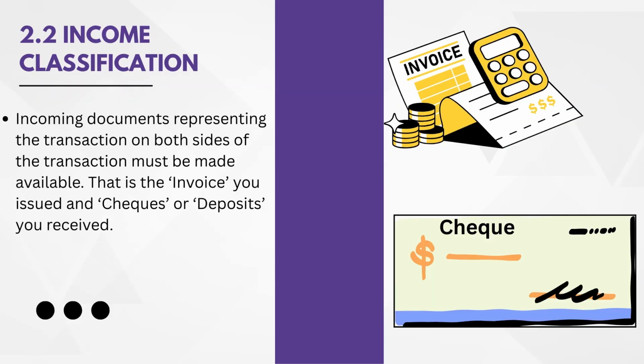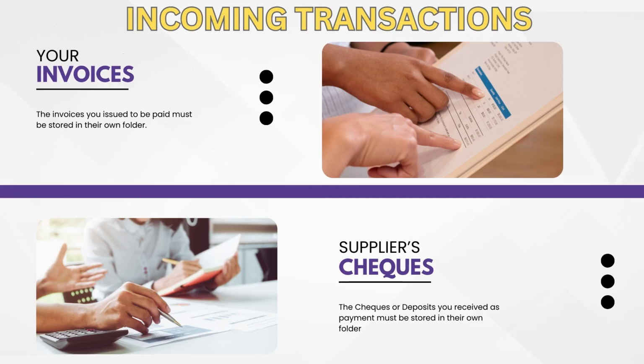First up, classifying income. When you receive an income from a transaction, we know that you had to issue an invoice to receive a check or deposit as payment. Hence, for incoming transactions, we must keep the records of both sides of the transaction. That is A, the invoice you issued, and B, the check you received as payment. Therefore, we must have two folders representing the incoming transactions. One folder for the invoices issued during the month. Another folder for the checks or deposits you received as payments for the month. Both these folders must be updated for all incoming transactions during the month, be compressed and made ready for upload.